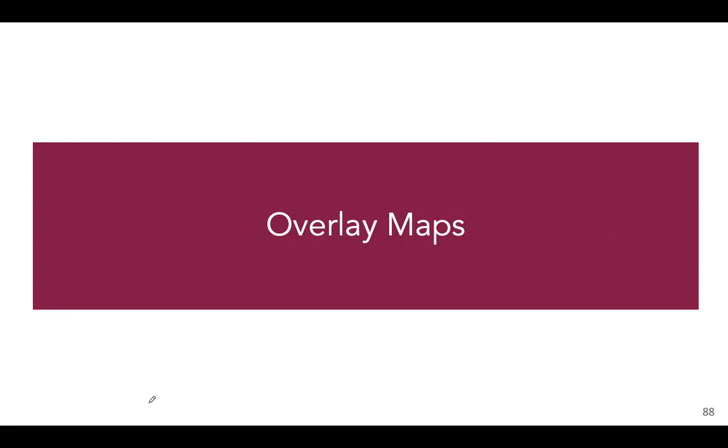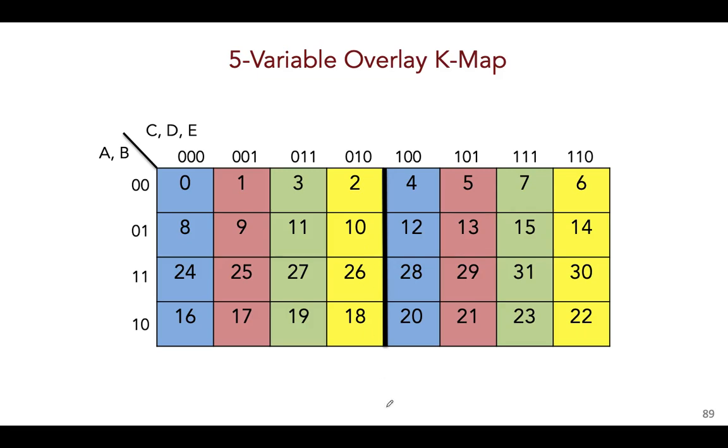All right, now let's talk about overlay maps. Overlay maps. How do we represent a 5-variable K-map in this format? So this is what it looks like. Now, why is it called an overlay K-map? There's a very simple reason.